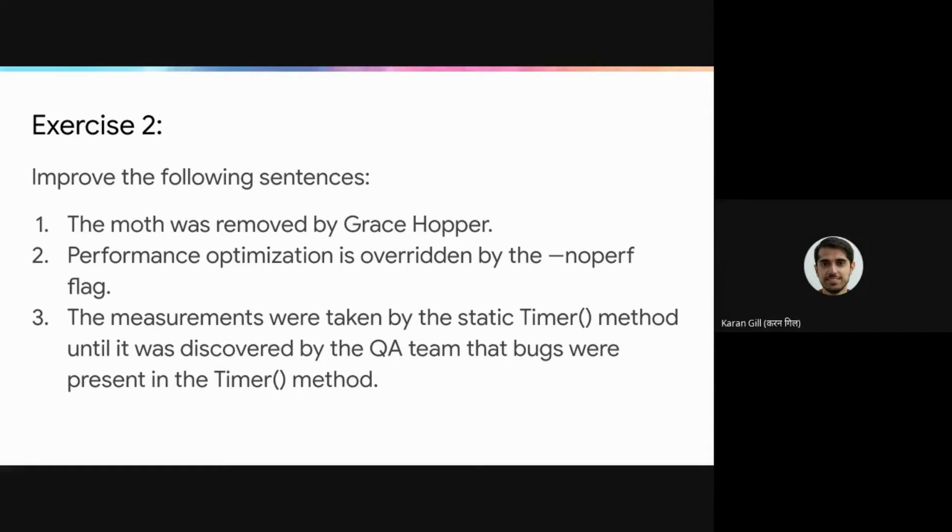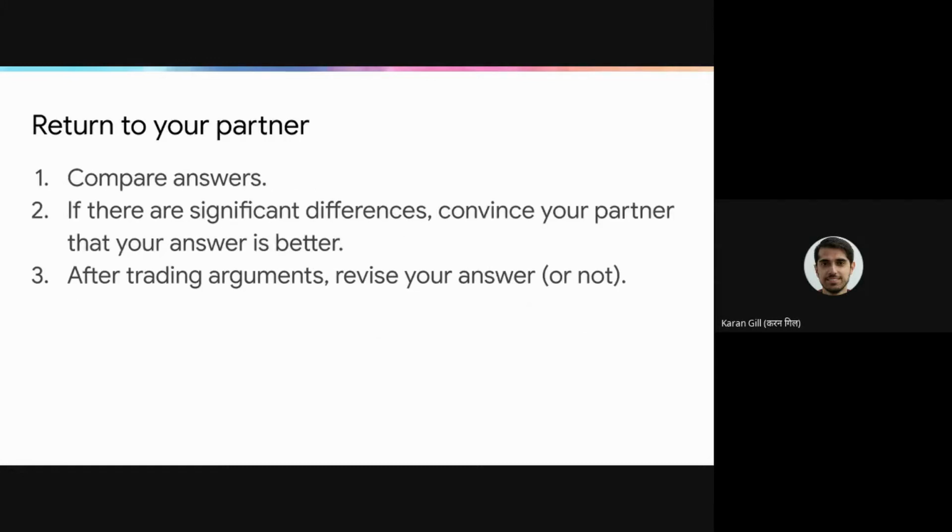After a few minutes, ask students to discuss their answers with their partners for about 2 minutes. And after 2 minutes, ask students if they noticed any themes in the sentences. Hopefully, students will say that the sentences were in passive voice and they converted them to active voice.